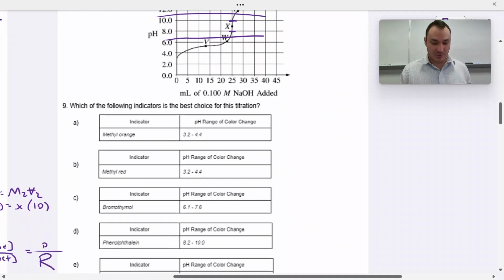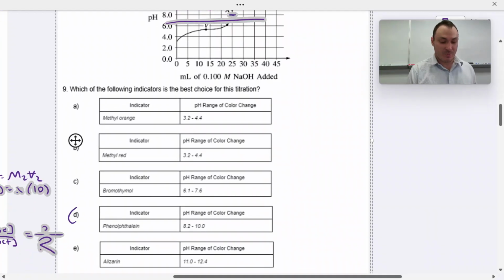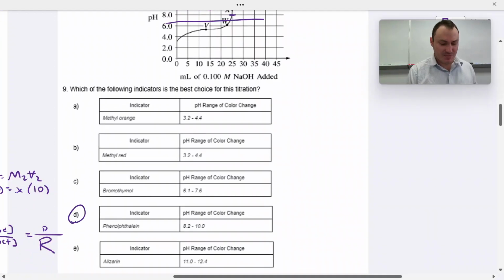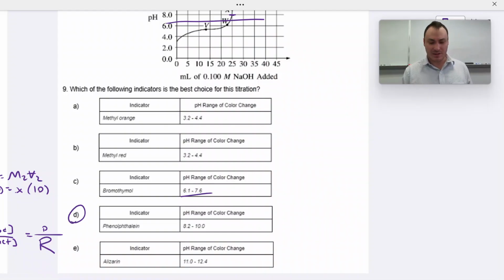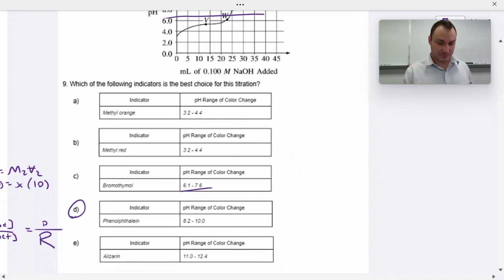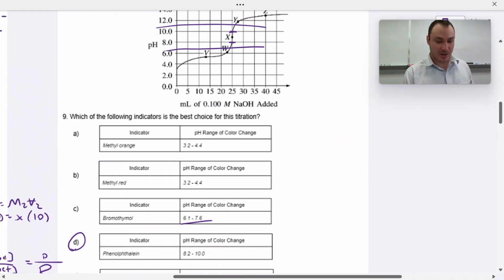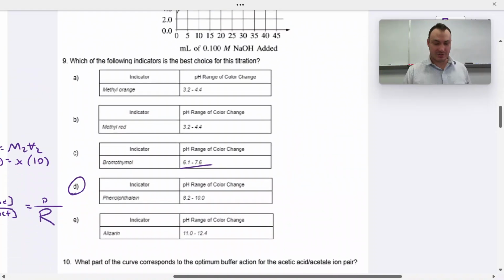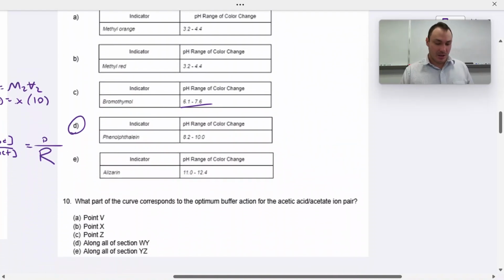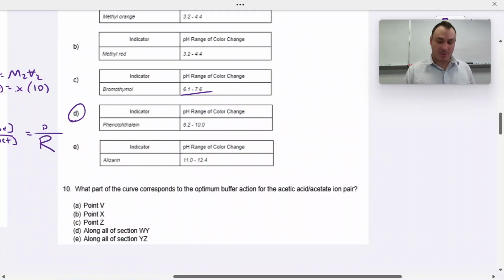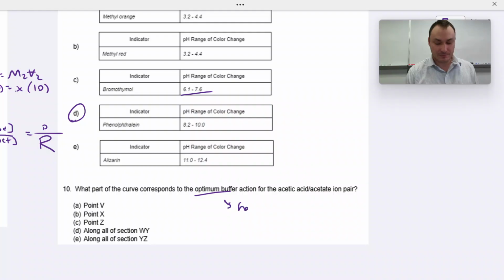So which one is from 8 to 10? D is the best option. C can be another good option, the second best. However, D is more within that range. C is going to start to change a little bit before the equivalence point, right around where W is. So D is the answer, the phenolphthalein. Which part of the curve corresponds to the optimum buffer? The optimum buffer in a titration occurs at the halfway point.